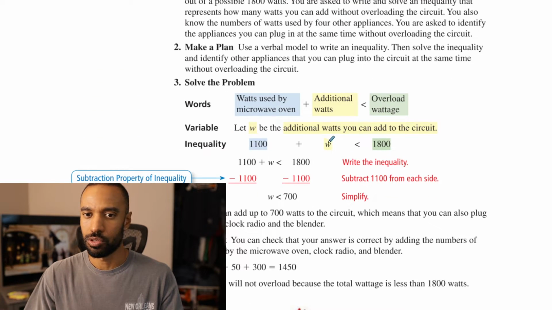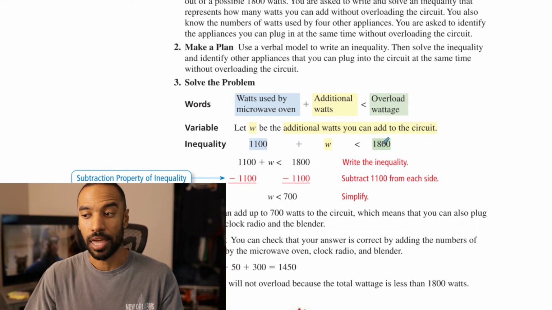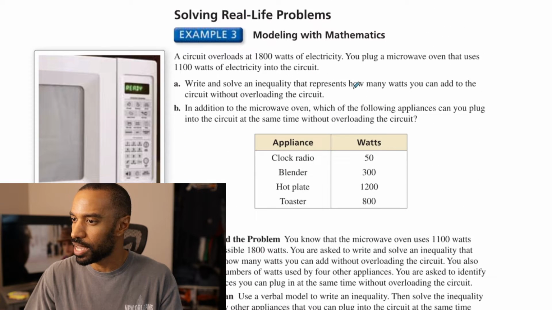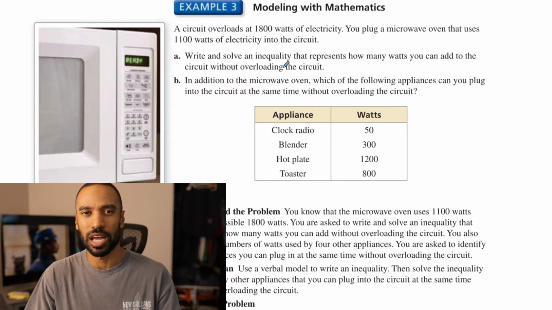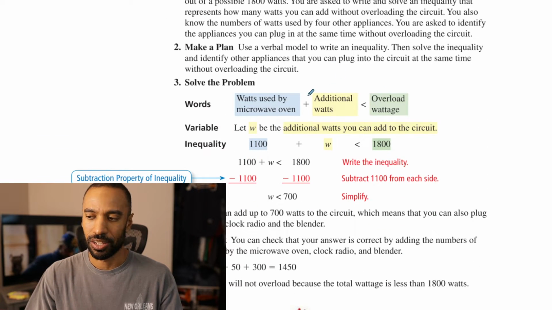So they're going to use W as the amount of watts here. If you add W to 1100, then we have to make sure that it doesn't... I thought it couldn't exceed 1800. They said it couldn't be 1800. Oh, it says it overloads at 1800 watts. That means even at 1800, no good. So you have to stay less than 1800.